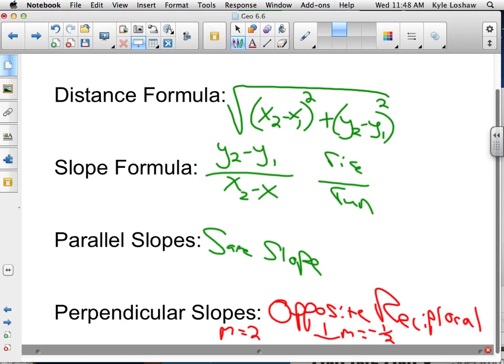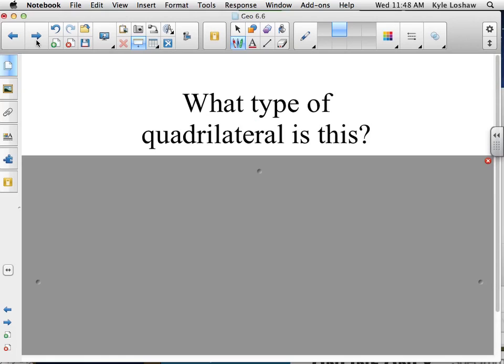Okay. So I'm going to show you one example of this problem today and how we're going to use it, and then we'll get a lot more into it come our block day. So here it comes, ladies and gentlemen. What type of quadrilateral is this?